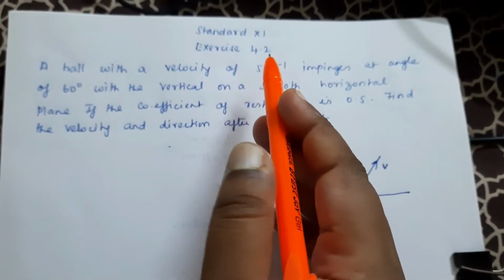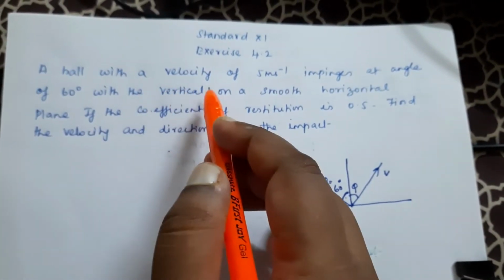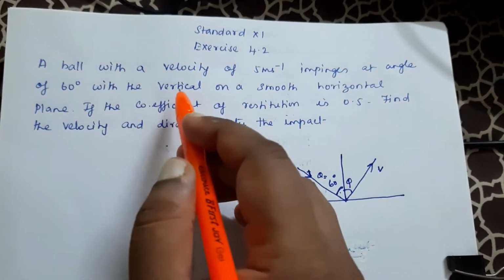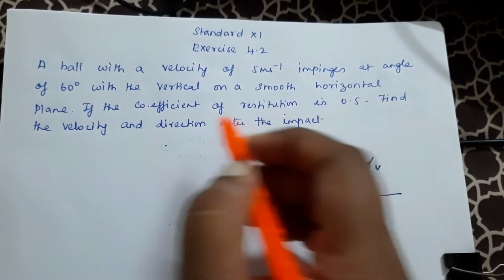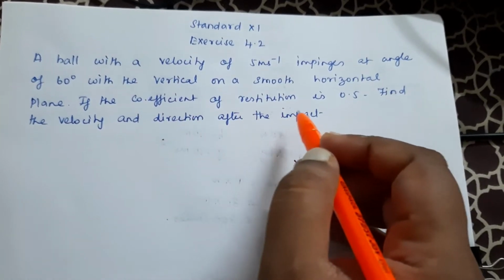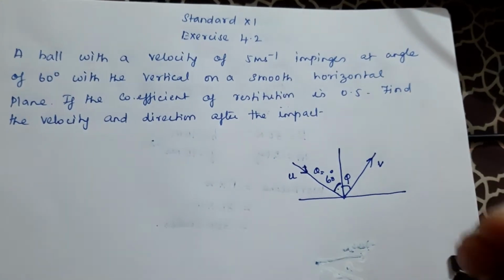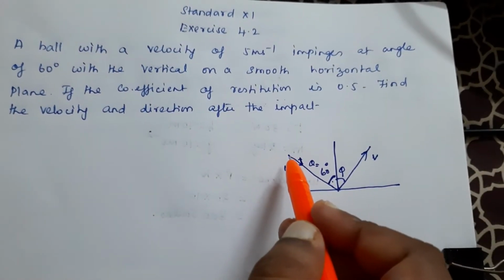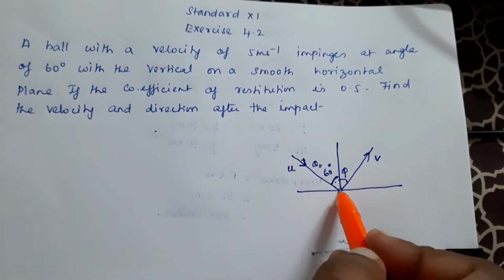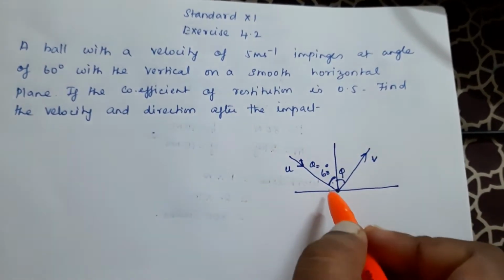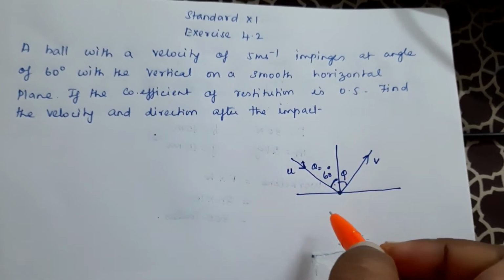Standard 11 exercise 4.2. A ball with a velocity of 5 meter per second impinges at an angle of 60 degree with the vertical on a smooth horizontal plane. If the coefficient of restitution is 0.5, find the velocity and direction after impact. Now the ball is falling on the smooth frictionless surface and it is bouncing back. So it is falling at an angle of 60 degree with the vertical.